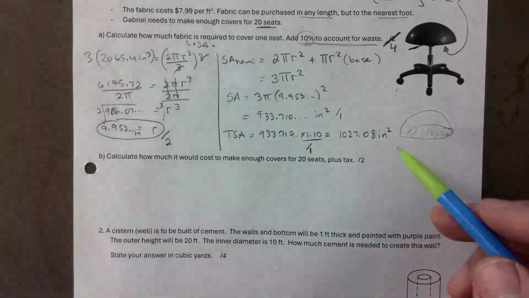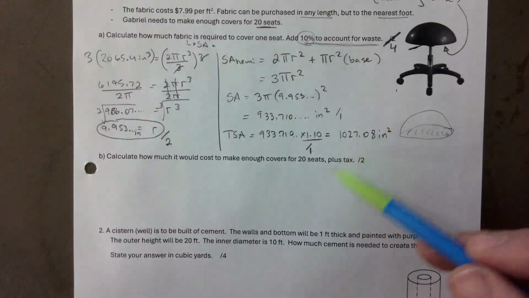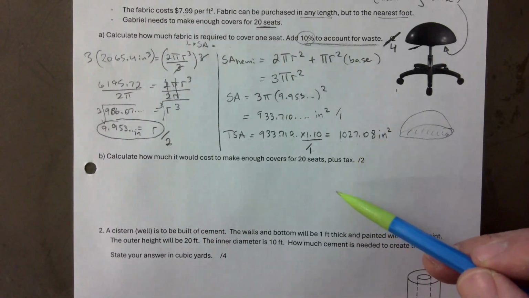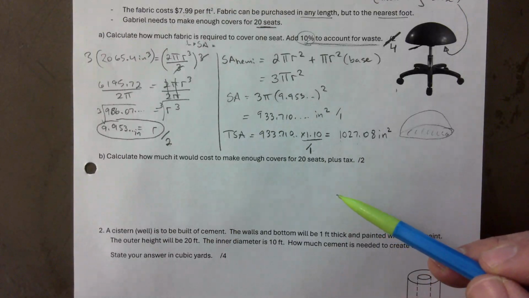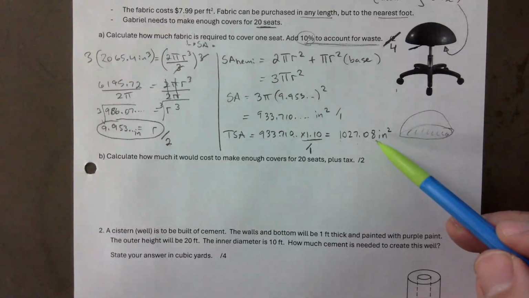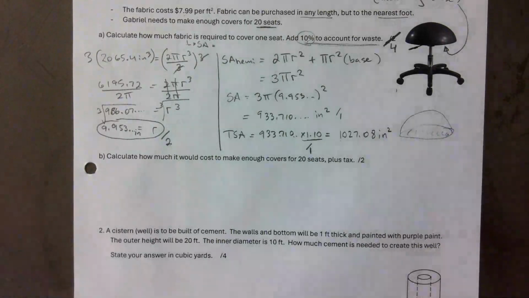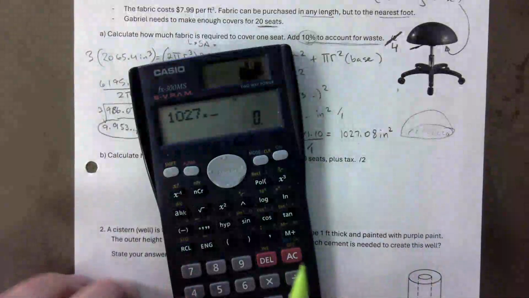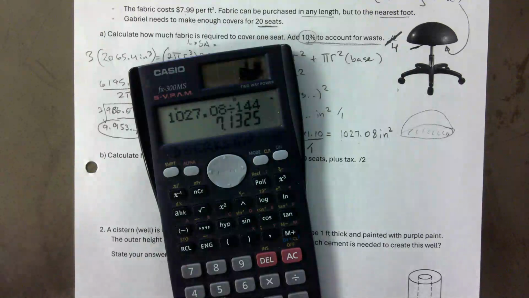You answered in feet. When you do the cost here, that's when I was going to convert, but it doesn't matter. Either one is fine. If you converted this to feet by dividing by 144, you get this in square feet. Fine, because it doesn't specify. Either way, you're fine. So what would that be? 1027.08 divided by 144. It's about that.